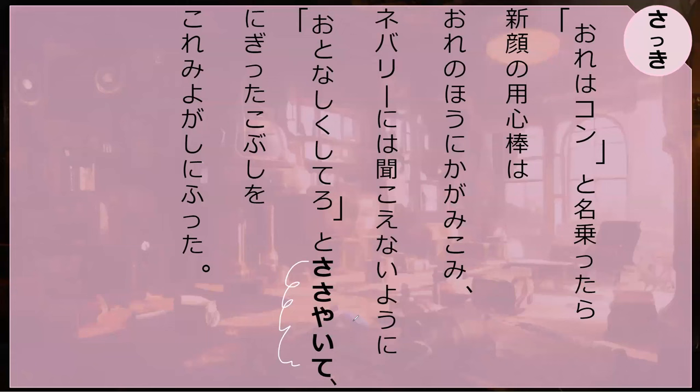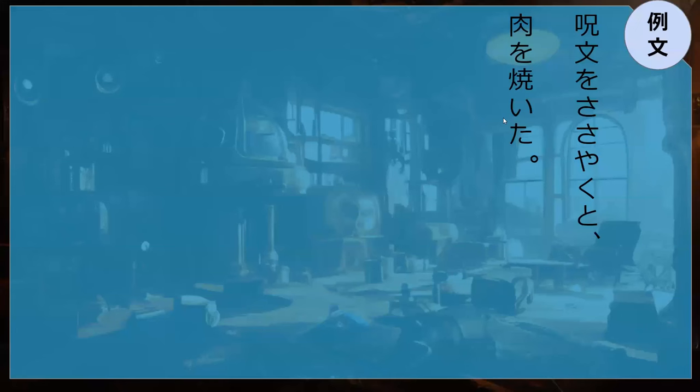And sasayaku? Sasayaku is to whisper, to speak softly. Perfect. And you did that one well last time. So let's go read this example sentence.